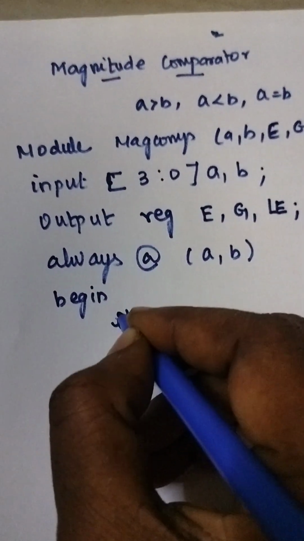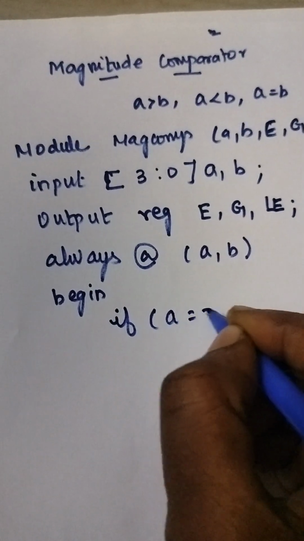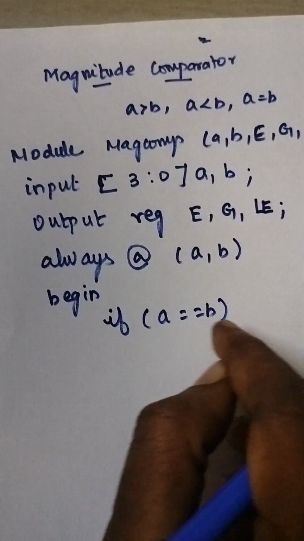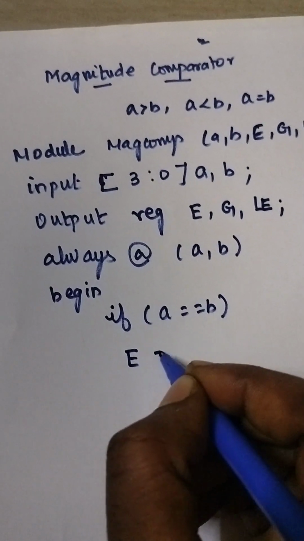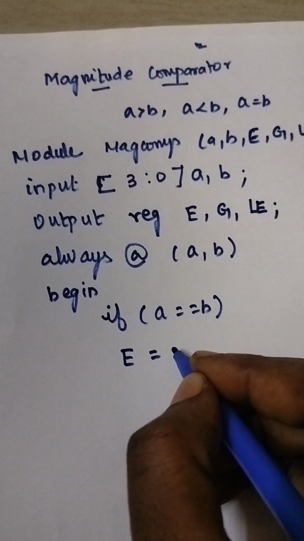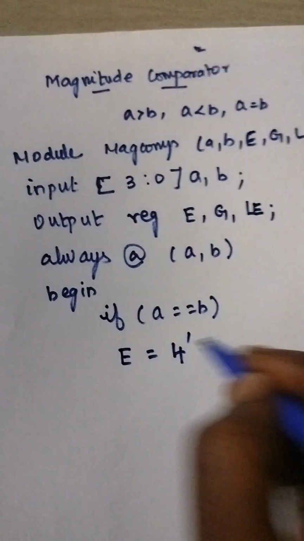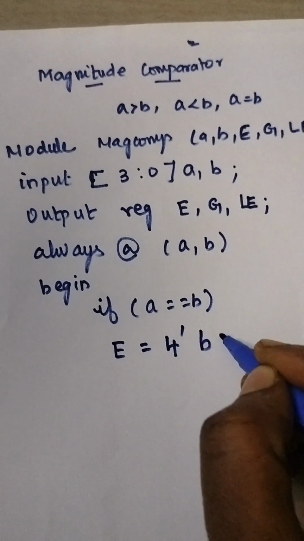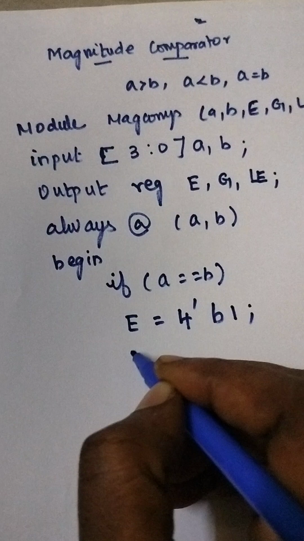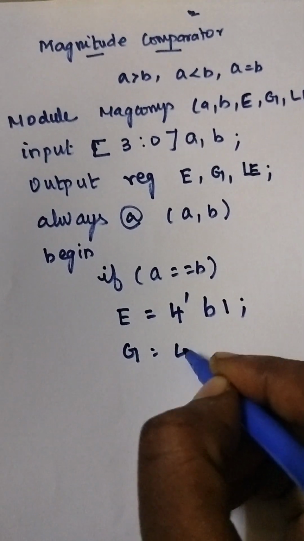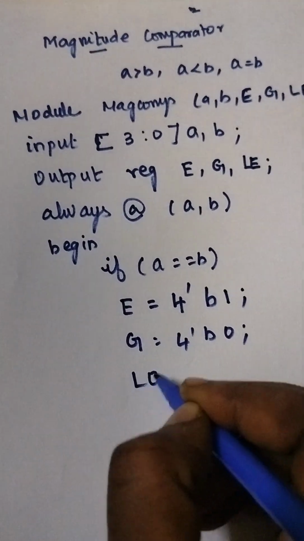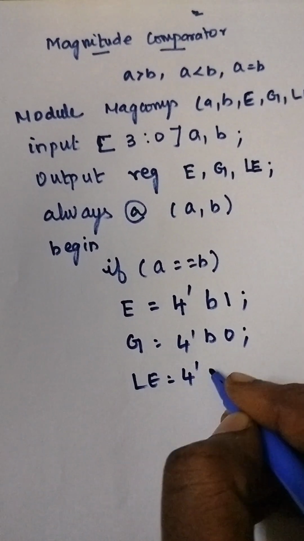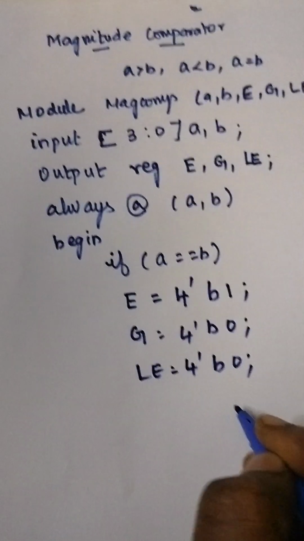So first one is if a is equal to b. If both are equal, how are you going to represent it? Equal should be 1. So how many bits have I taken? I have taken 4 bits, so I represent it in binary. My output should be 1. Next, greater, 4-bit binary, my output should be 0. Less than, 4-bit binary, output is 0.